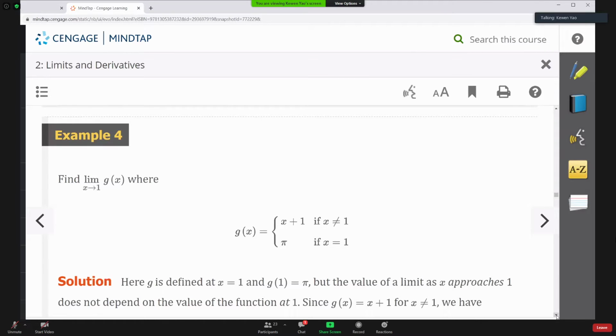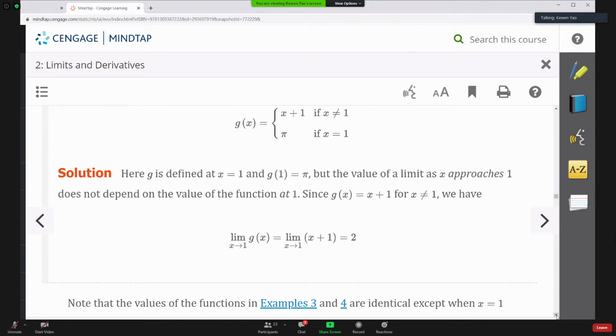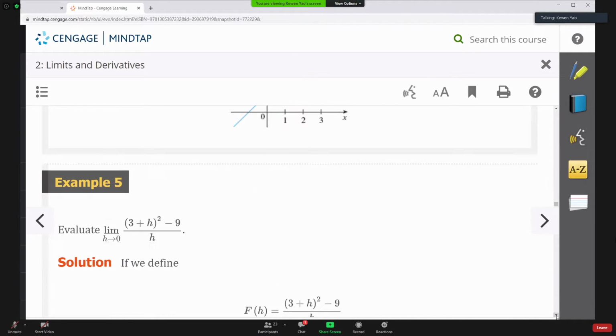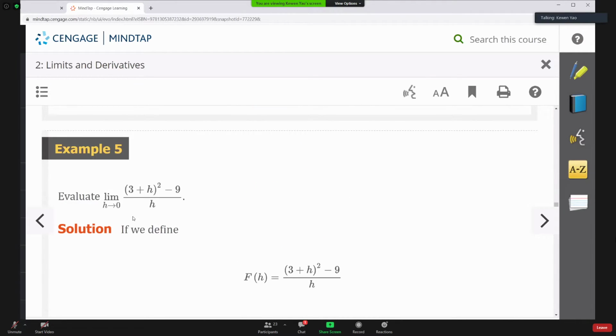This is easy. It's just look at the graph, it's easy. Now let's look at example 5. Please do it by yourself. Evaluate the limit as h approaches 0 of (3 plus h) squared minus 9 over h.